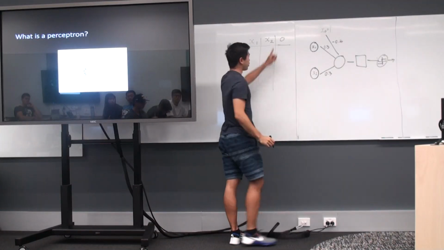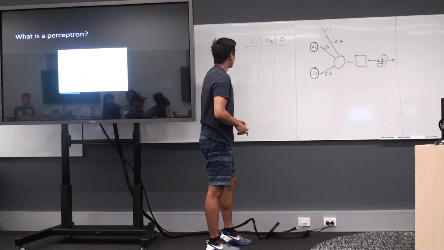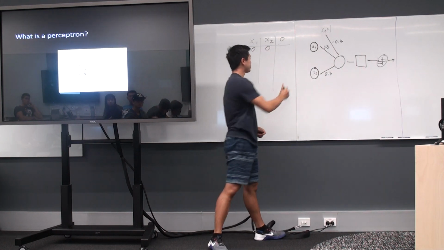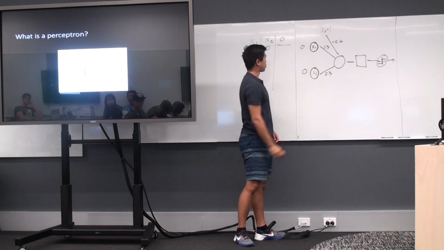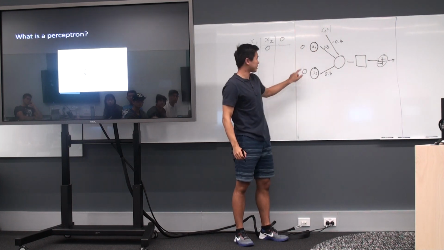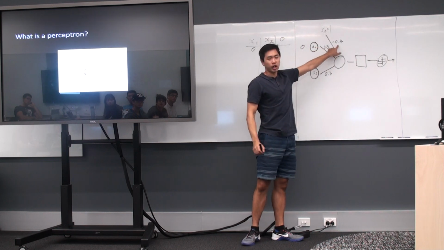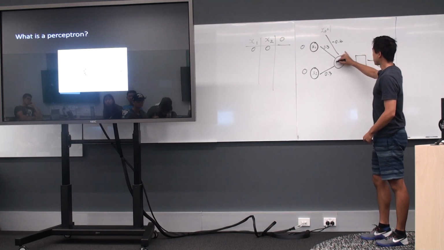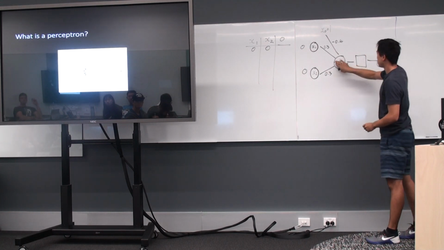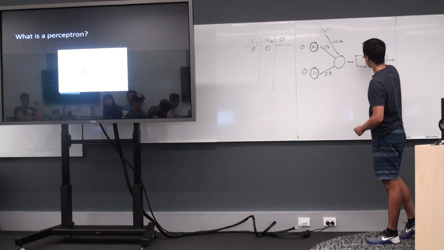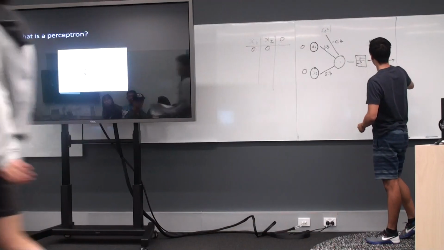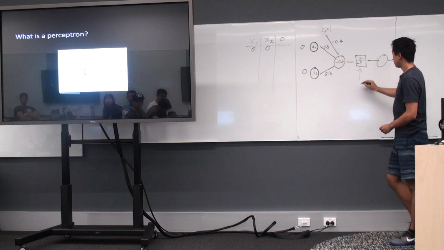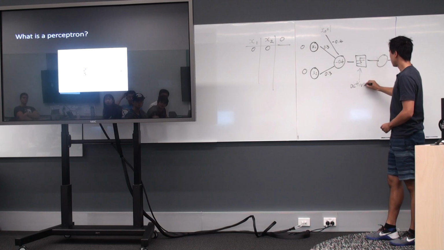And I'll just put O for the output. So if x1 and x2 are both 0, what happens is we have 0 times 0.3 plus 0 times 0.3 plus 1 times negative 0.4. So what we end up with is negative 0.4.